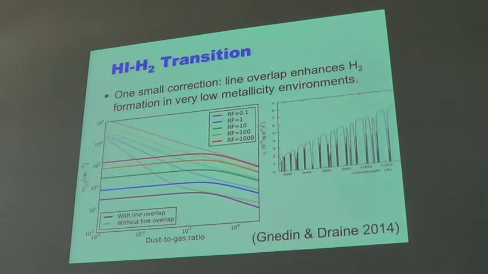It's only important for really low dust abundances or metallicities. So it's something for galaxies less than SMC, for example, that becomes important. So overall, it's again a small correction, which is not crucial.